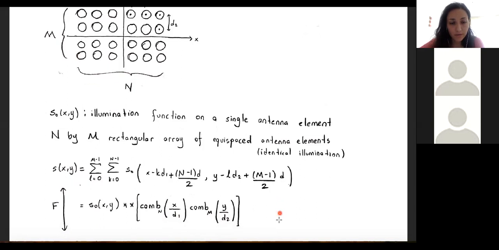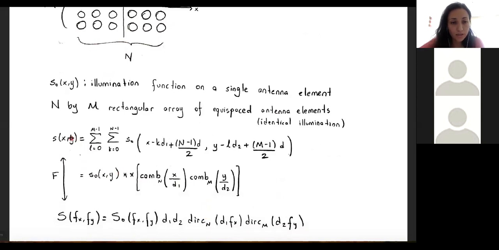For the Fourier transform, we will now have a nice expression once we express it in terms of combs. The 2D Fourier transform of this is the Fourier transform of S0. Convolution becomes multiplication, and multiplication with the Fourier transform of this. The Fourier transform of the two-dimensional comb was, remember, a two-dimensional Dirichlet function. But both the comb function and Dirichlet function are separable functions. So you can write them as a multiplication of two one-dimensional Dirichlet functions or two one-dimensional comb functions. Okay, you need to also take into account the scaling effect.